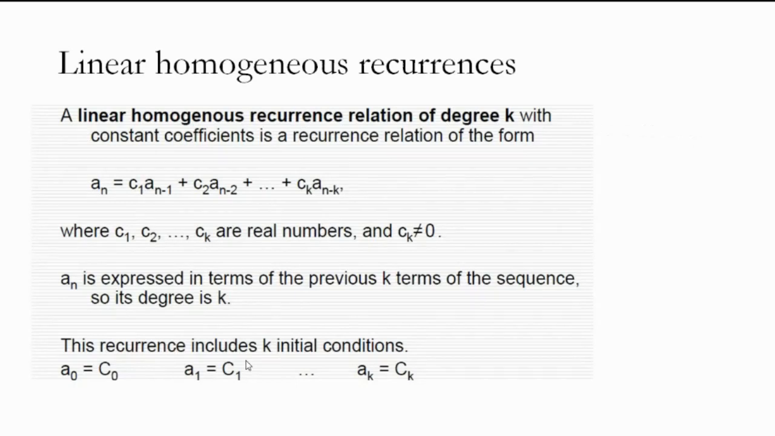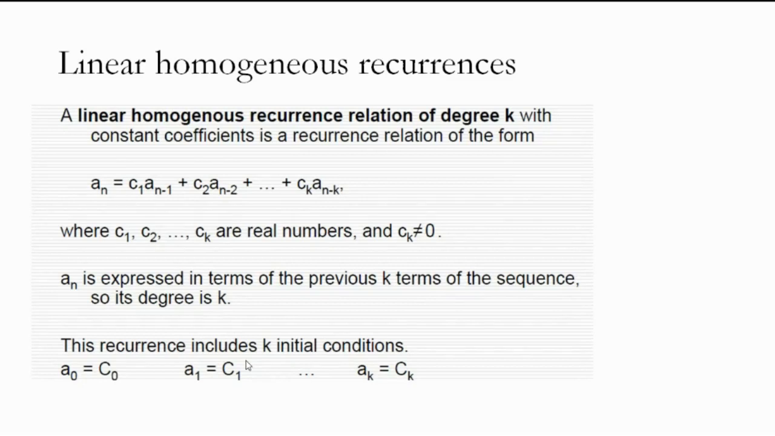A linear homogeneous recurrence relation of degree k with constant coefficients is a recurrence relation of the form an is equal to c1 an minus 1 plus c2 an minus 2 plus and so on plus ck an minus k, where c1, c2, c3 are constants and ck is not equal to 0. So ck should not be equal to 0. It should be 1 or maybe more than that, any constant not equal to 0. An is expressed in terms of the previous k terms of the sequence. So its degree is k.